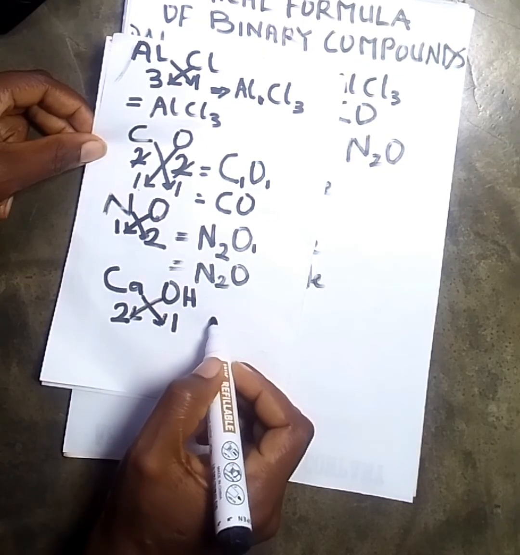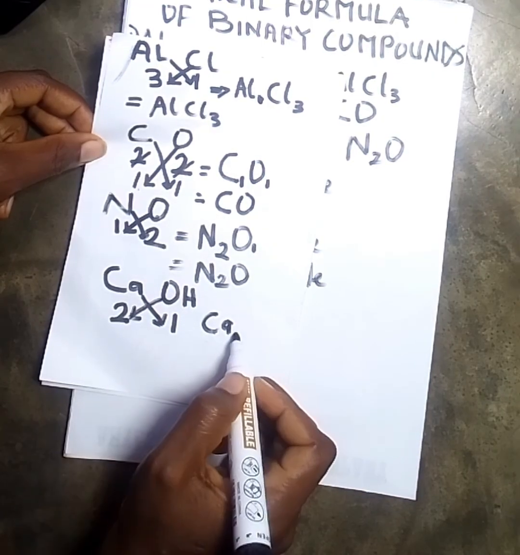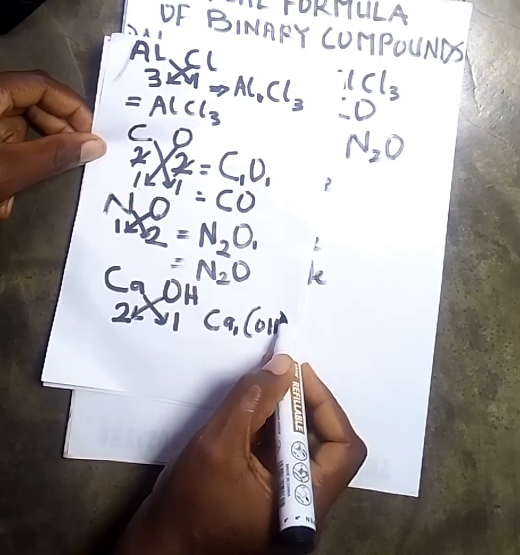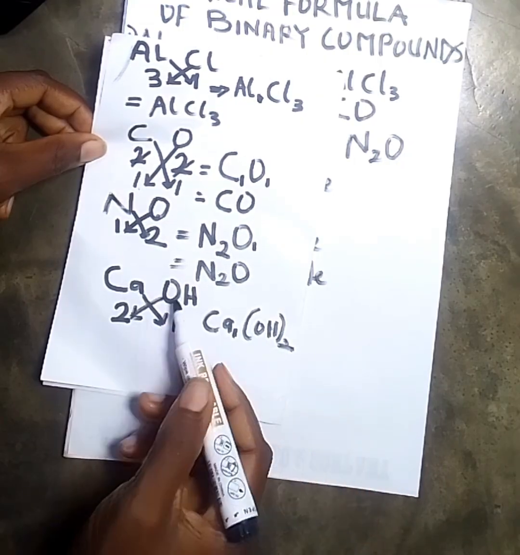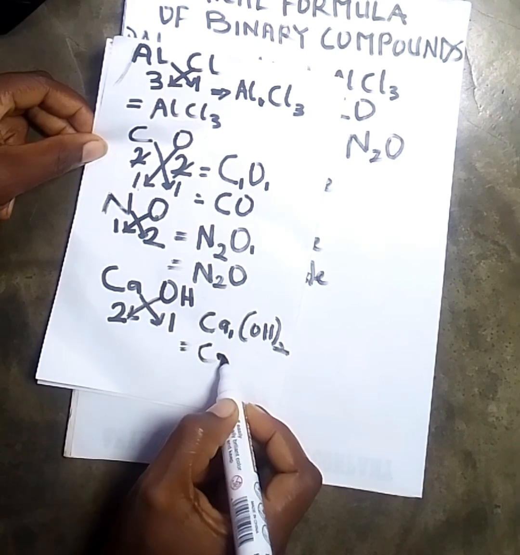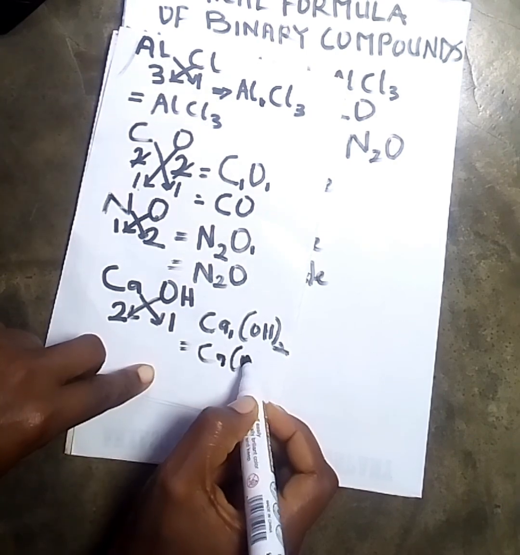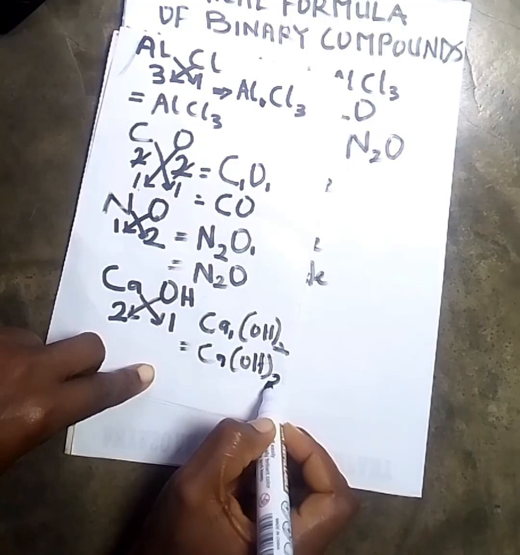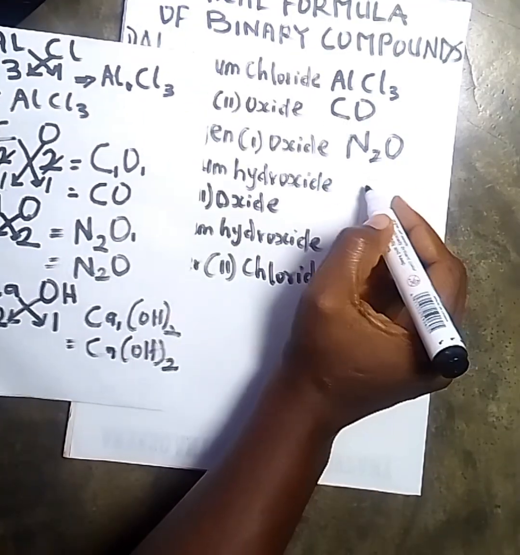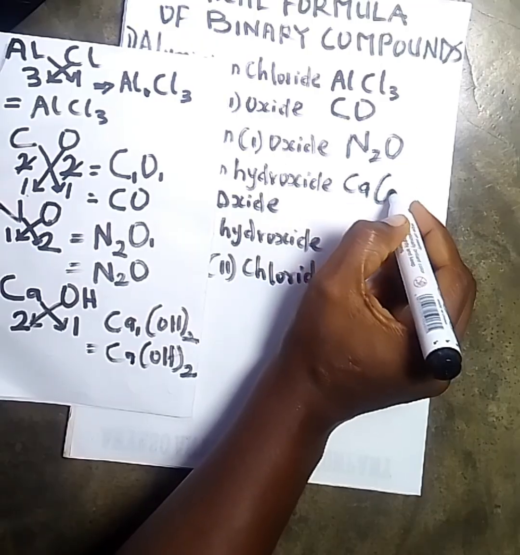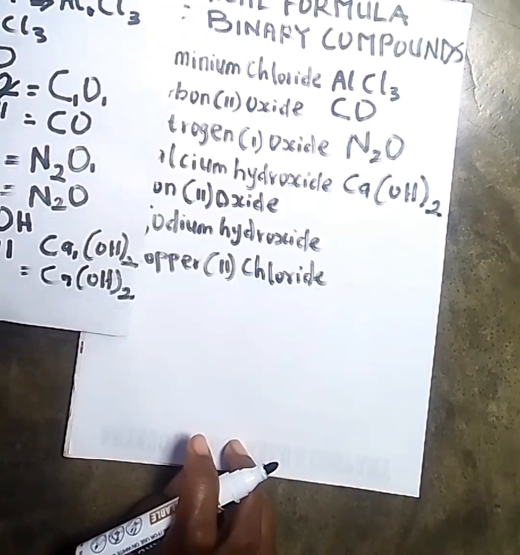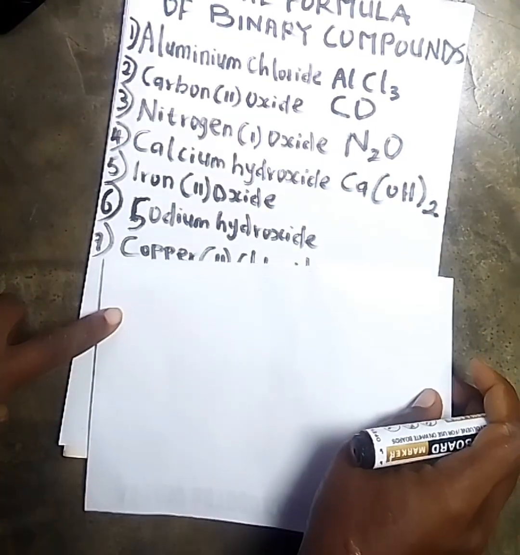So what do we do? We just exchange their valency. And here we have Ca1 (OH)2. Why am I putting it in bracket? Because this 2 is for oxygen and hydrogen. So altogether I have Ca(OH)2. Okay, so this is calcium hydroxide. Beautiful. Let's go back to the next one.